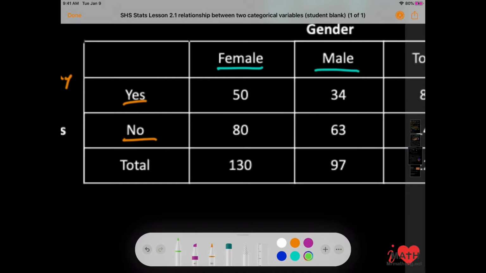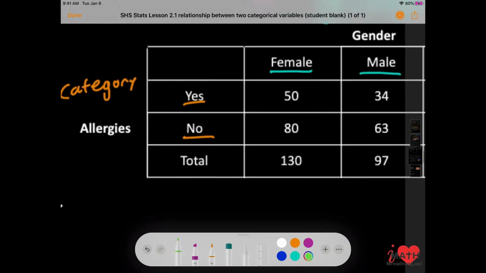So females, there's 50 females that said yes, they have allergies, and 80 said no. So if you add those together, you get 130. Okay, so how do you find a proportion? Well, essentially what you do is you just do 50 divided by the total, 130. You put in your calculator, you get a decimal, and then multiply by 100, and you get approximately 37%. Same thing over here, 80 divided by 130, and you will get approximately 63%.